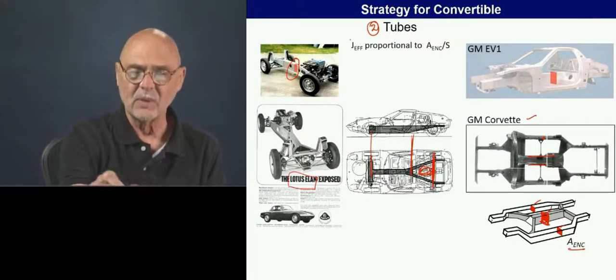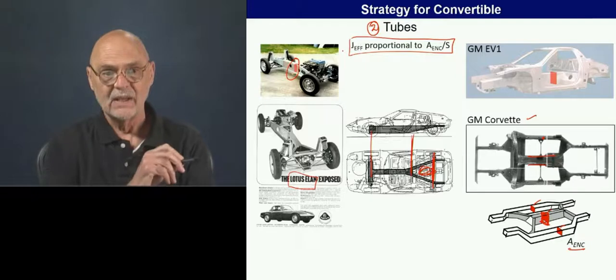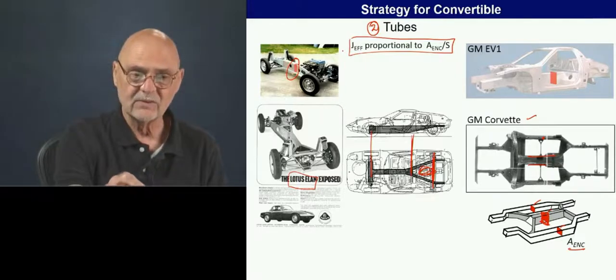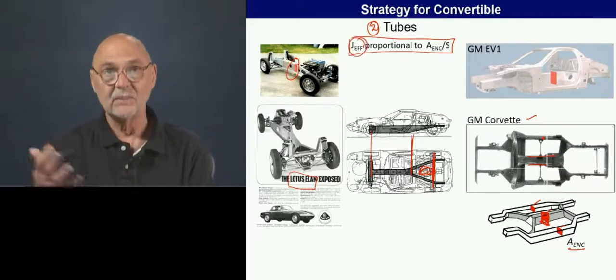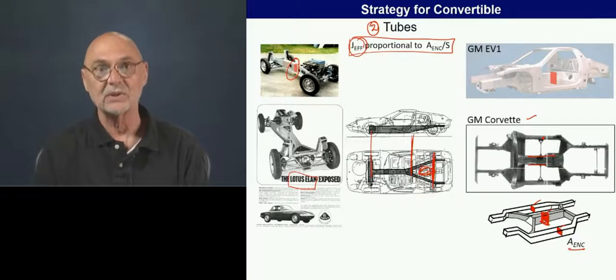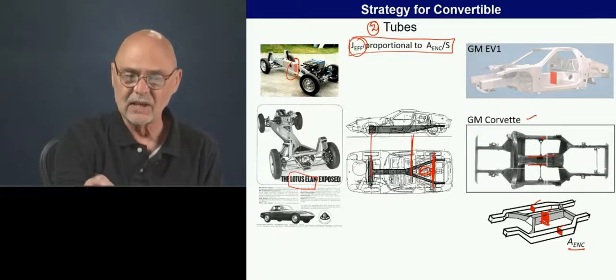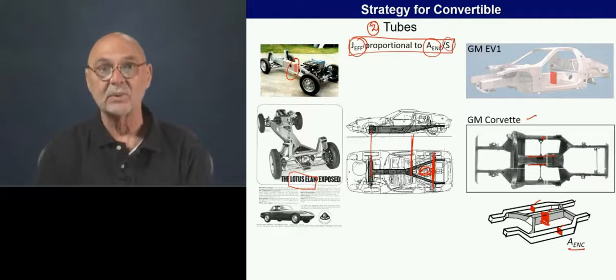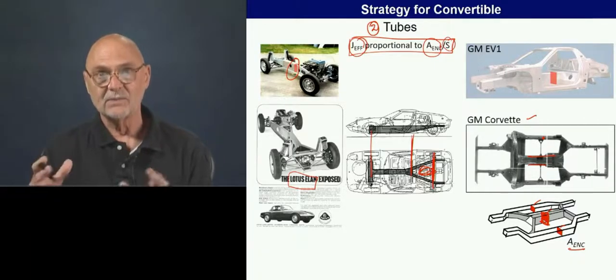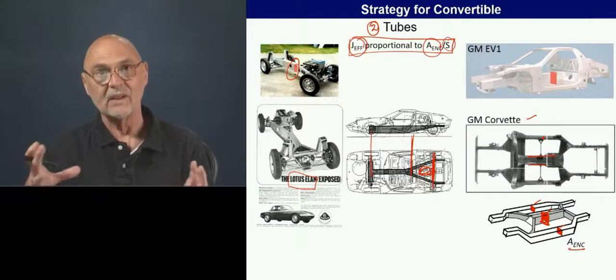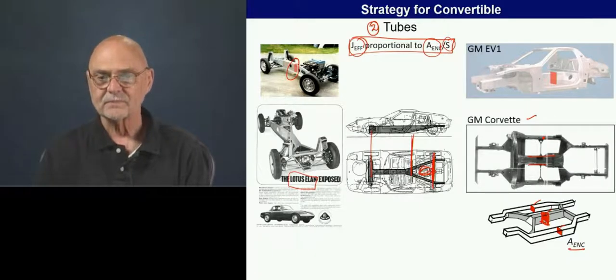We know from our little study of tubes that the effective torsional constant that determines how rigid a tube is depends on the area enclosed divided by the perimeter. So we want to have as small a perimeter as possible and a large area enclosed.